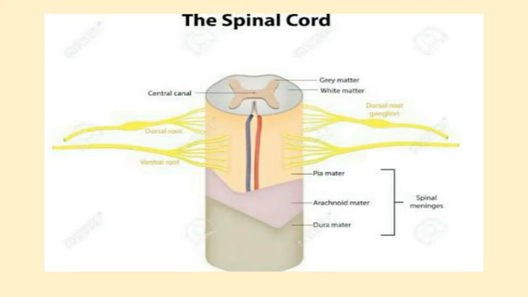It means that white matter is present outside. You can see here the white matter. Inside is the gray matter. The spinal cord is surrounded by spinal meninges. Spinal meninges consist of pia mater, arachnoid mater, and dura mater. These are the protective coverings which protect the spinal cord. These are collectively called spinal meninges.